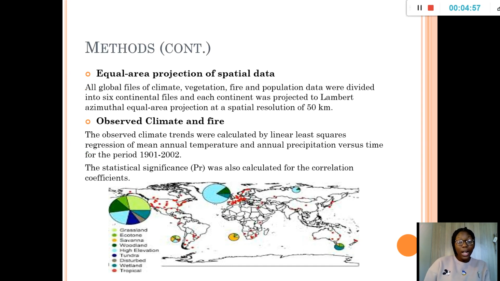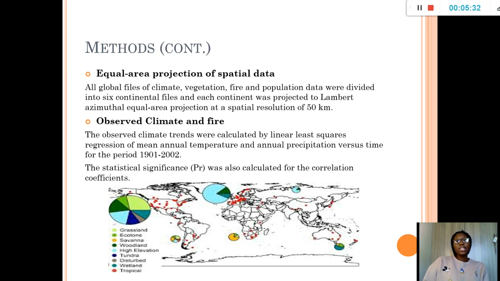For equal area projection of spatial data, to accurately calculate land areas, all global files of climate, vegetation, fire, and population data were divided into 6 continental files, and each continent was projected to Lambert azimuthal equal area projection at a spatial resolution of 50 kilometers. The data covered the terrestrial area of the world except for Antarctica. For observed climate and fire, the observed climate trends were calculated by linear least squares regression of mean annual temperature and annual precipitation versus time for the period 1901 to 2002.